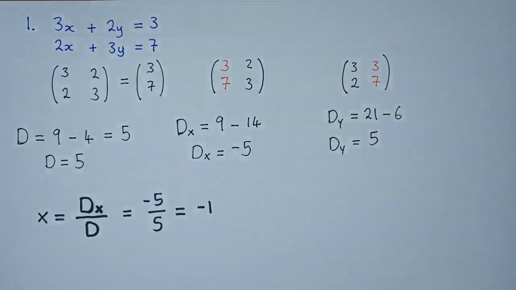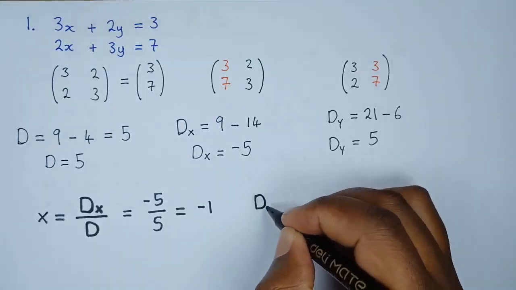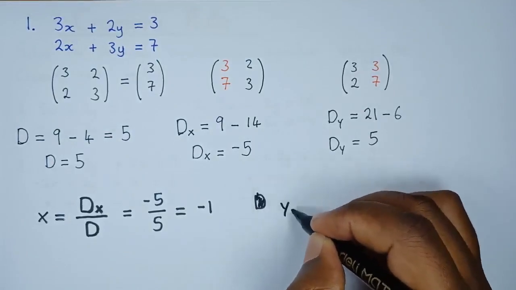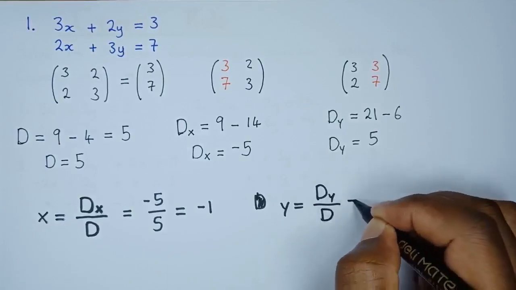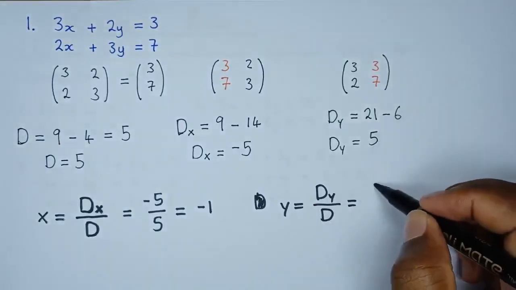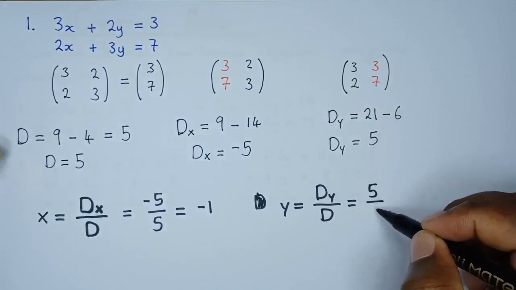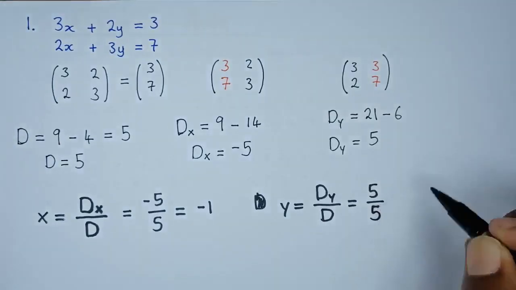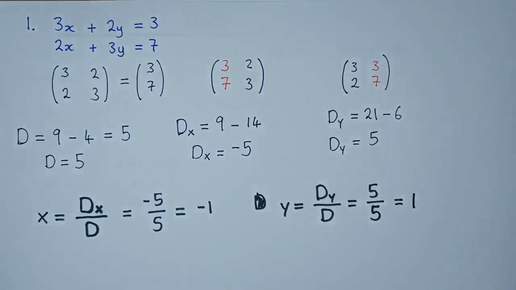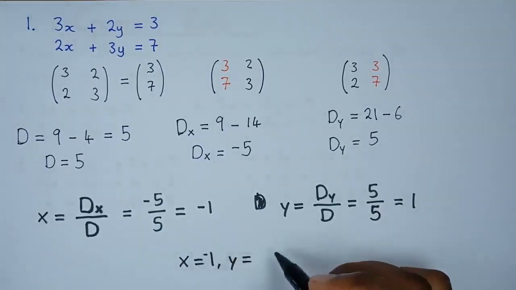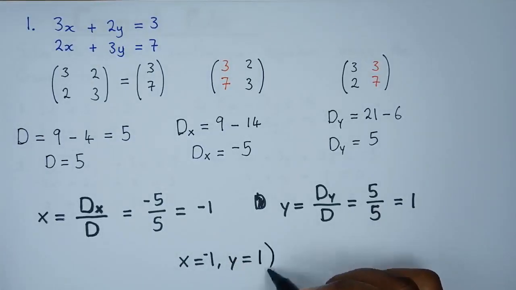To find the value of y, we're going to say y is equal to dy over D. Our dy in this case is just 5, and our D is also 5, meaning that the value of y is 1. So that's our solution set: x is -1 and y is equal to 1.